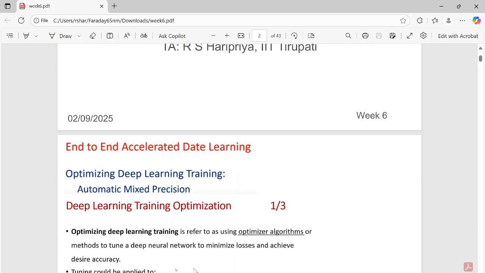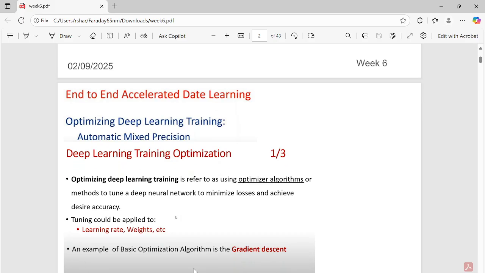So, first, the end-to-end accelerated learning, and here we have optimizing the deep learning training process. Here we will see about automatic mixed precision also. So, starting with the deep learning training optimization.